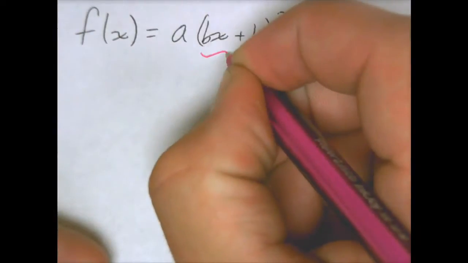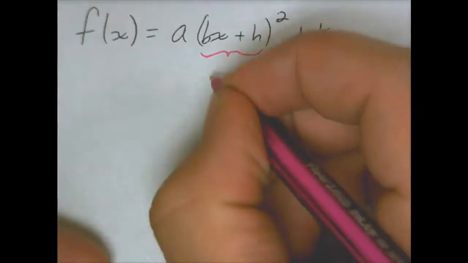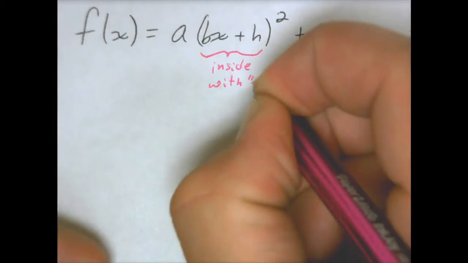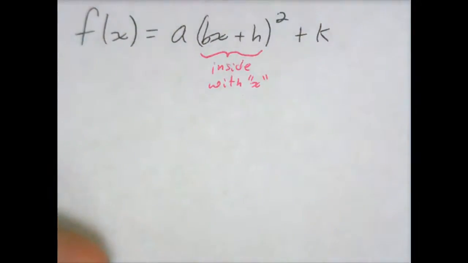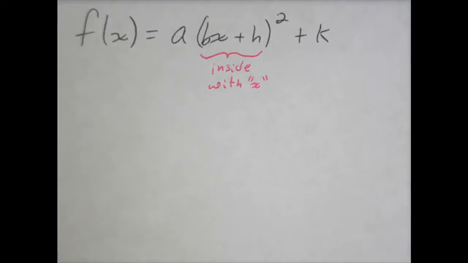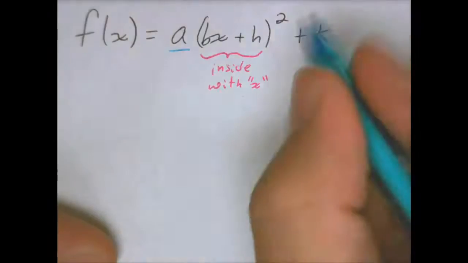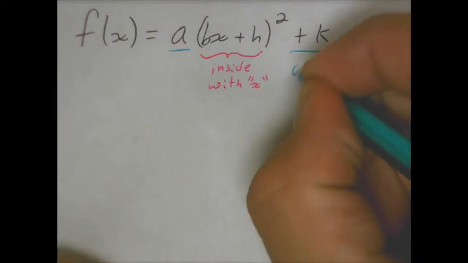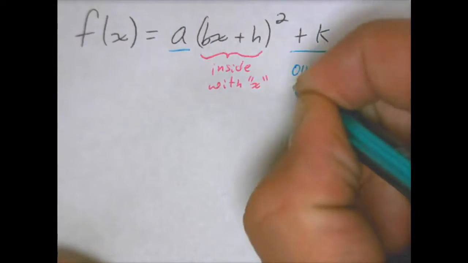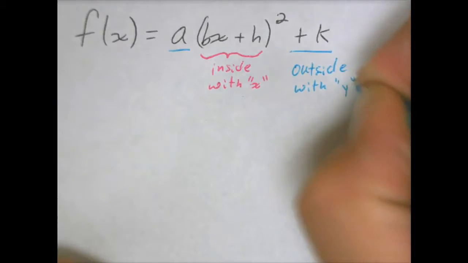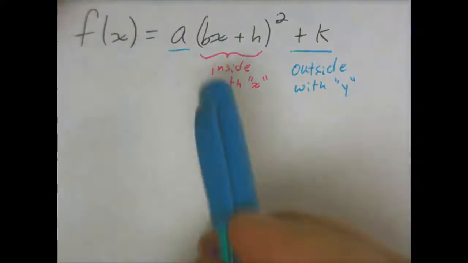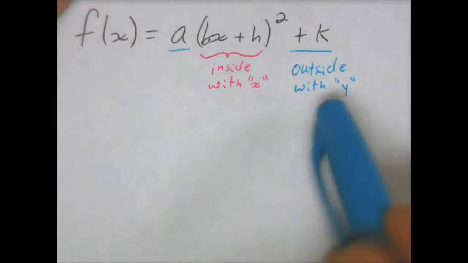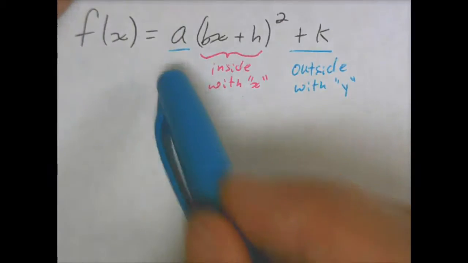I'm going to refer to these things as if I am inside of the parentheses, that I am inside with the x. Anything on the outside, which I will underline in blue, so I consider a to be on the outside, and I consider the plus or minus anything like that to be on the outside. Outside is going to change things in the y direction. Okay, so everything on the inside with the x will change in the x direction, left and right. Everything on the outside with the y, that includes our a over here, will change it in the y direction.